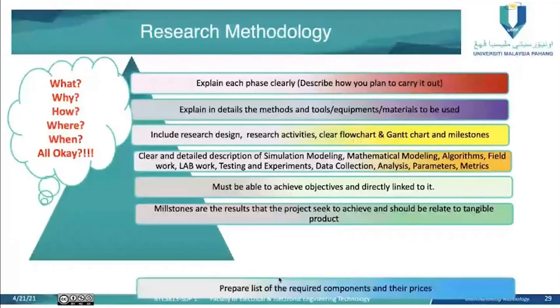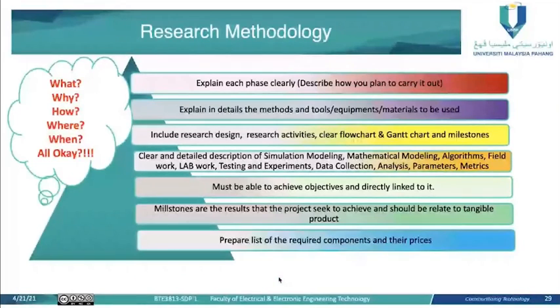Also prepare a list of the required components and their prices. At the end of chapter 3 for STP1, you need to prepare the list of the components with their prices that you need to buy and claim later on from the faculty. I mean, through your supervisor. But at least you should already come out with which components you are going to use: which microcontroller, which solar panel, which sensor, which actuator, which motor, which robotic, and so on. I mean, you need to decide and you need to have an idea about the price for these components.